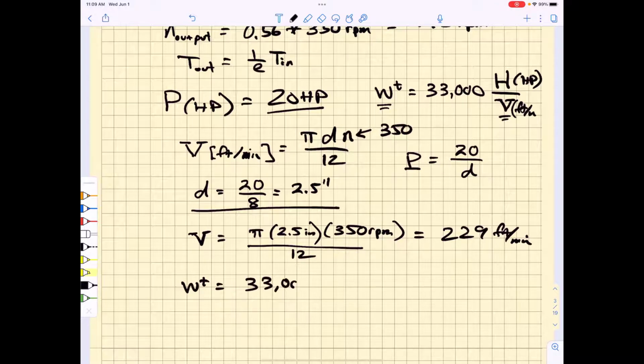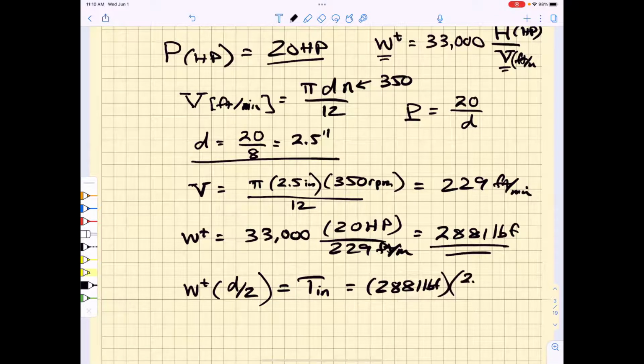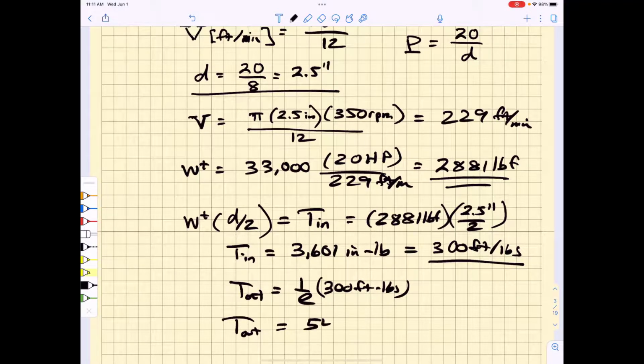Once I know that, I can calculate my tangential force. It's equal to 33,000 times my 20 horsepower divided by 229 feet per minute, and that gives me a tangential load of 2,881 pound force. That's acting on the tooth. My input torque is going to be my tangential load times my input radius, and that is simply 2,881 pound force times 2.5 inches divided by 2. That gives me a torque input of 3,601 inch-pounds, which if we divide by 12 is 300 foot-pounds. So we have an input torque of 300 foot-pounds. My output torque in this case is going to be 1 over E times my 300 foot-pounds, and that gives me an output torque equal to 540 foot-pounds.